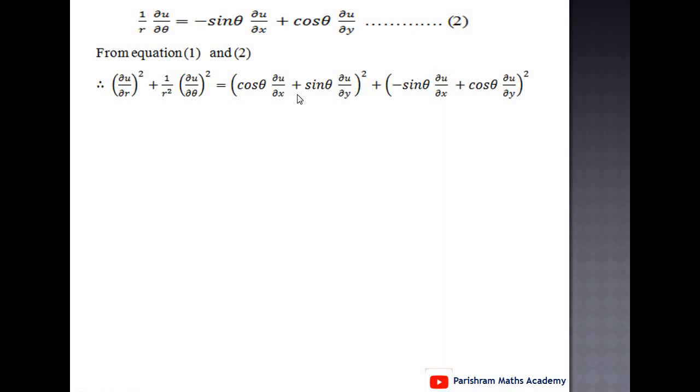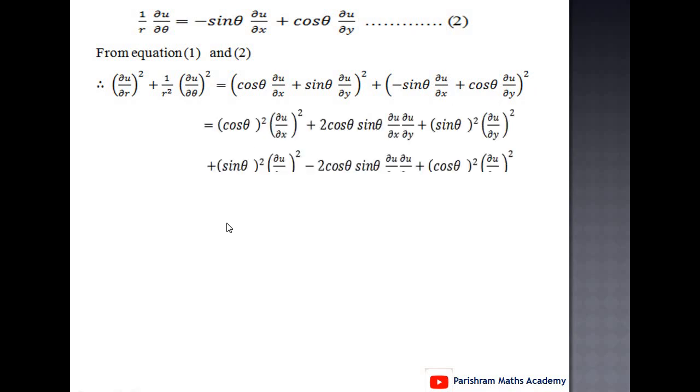And therefore from equations 1 and 2, (∂u/∂r)² plus 1/r² into (∂u/∂θ)² equals the value of ∂u/∂r from equation 1, (cos θ ∂u/∂x plus sin θ ∂u/∂y)², plus the value of 1/r² into (∂u/∂θ)² from equation 2, which gives (minus sin θ ∂u/∂x plus cos θ ∂u/∂y)², taking the square expansion.